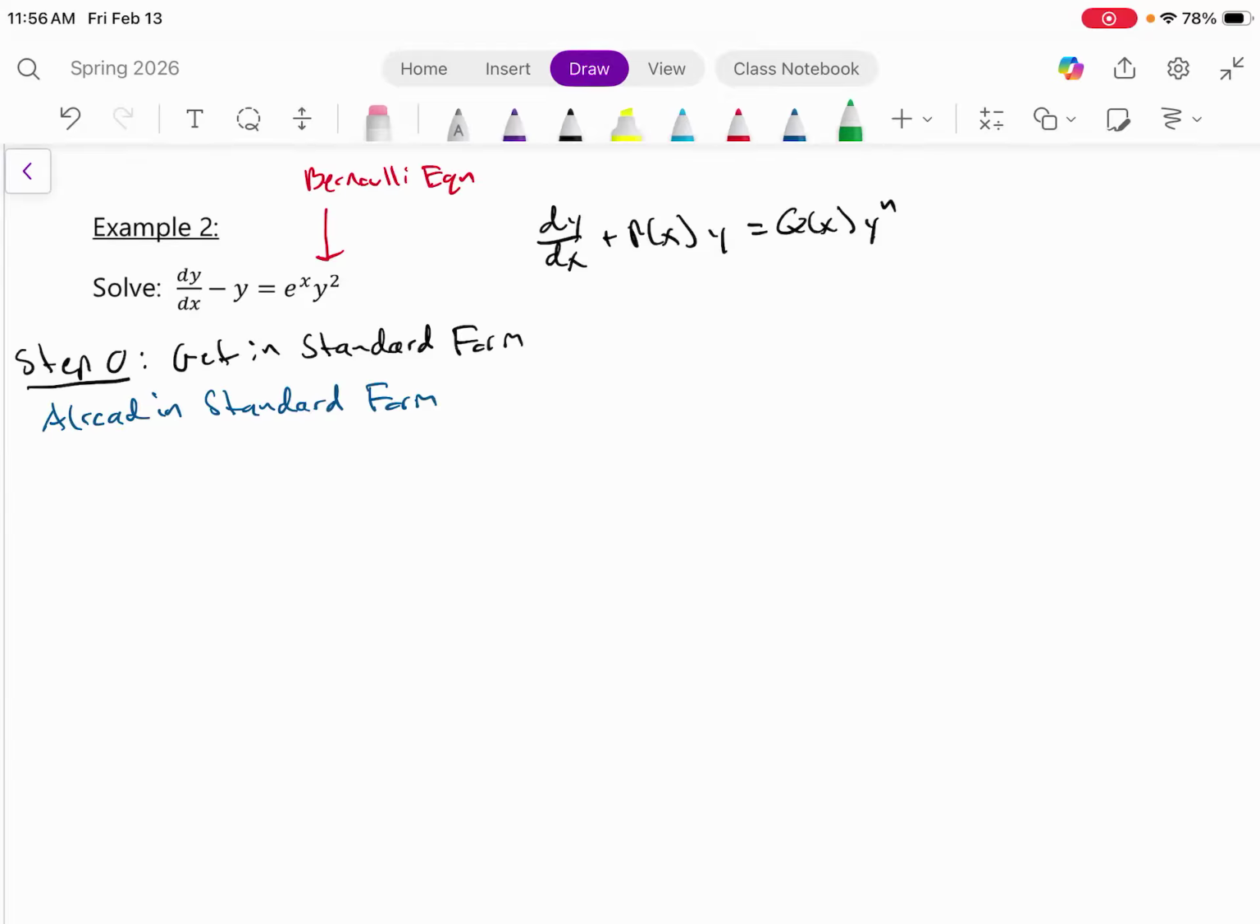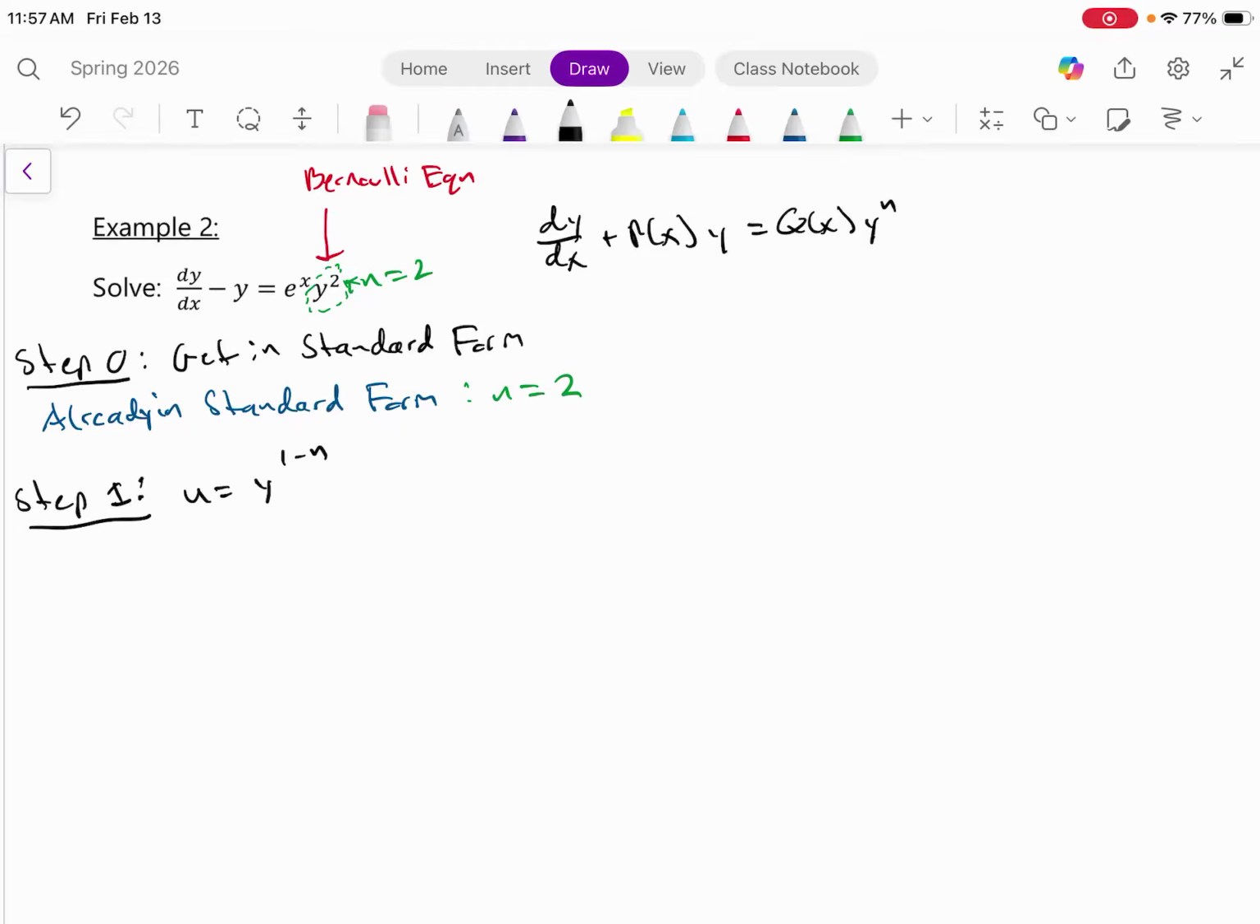And note that here we have y squared. So this means n equals 2. So here I'll say, n equals 2. So what we want to do now is move on to step one. Okay, so step one is where we start our substitution process. So step one is, we want to identify what u might be.